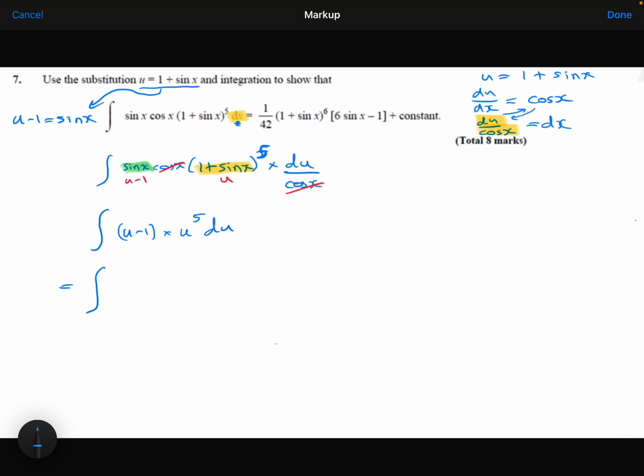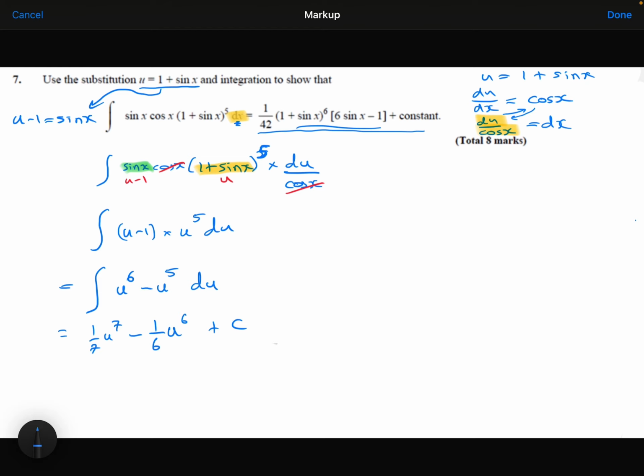Expanding those brackets, u times u to the power 5 is u to the power 6, minus u to the power 5. We can now integrate each of those. The u to the power 6 will integrate to be 1 over 7 u to the power 7. The u to the power 5 will integrate to be 1 over 6 u to the power 6. And we'll have a plus c. Right, that's my answer in the u world. I now need to get this back in the x world.